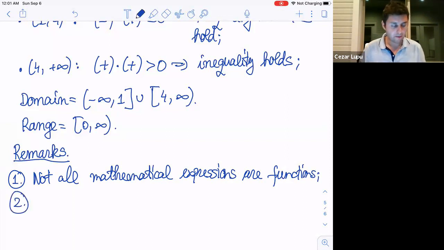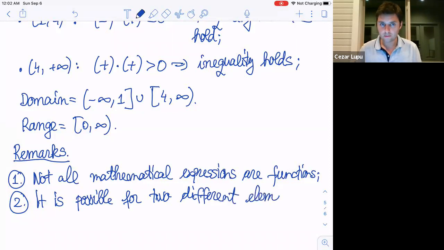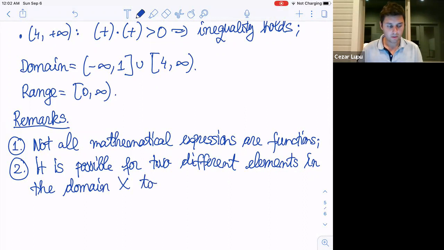Also, a second remark is that it is possible for 2 different elements in the domain X to be mapped into the same element in the range.